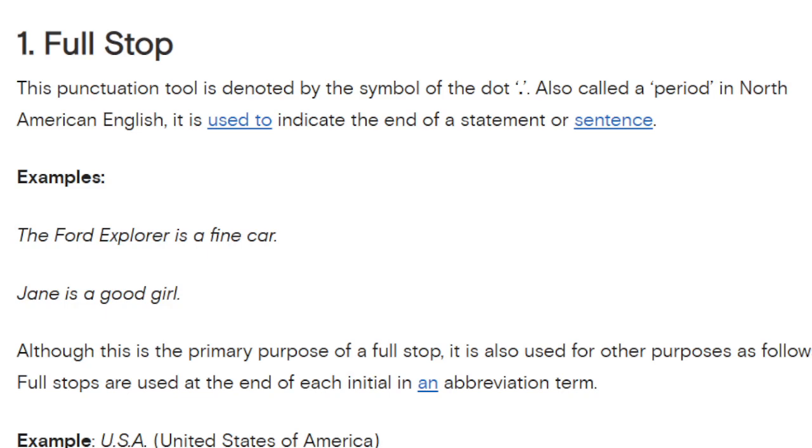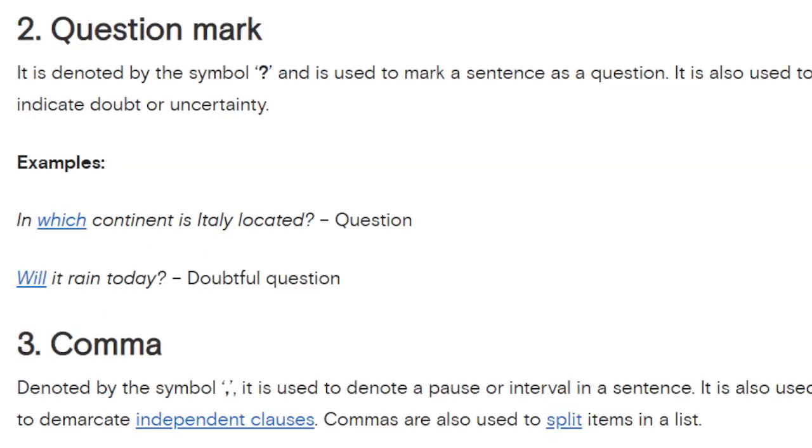Next one is question mark. It is denoted by the symbol question mark. This is the mark of question. Means when we are asking someone a question, we are putting that mark at the end.